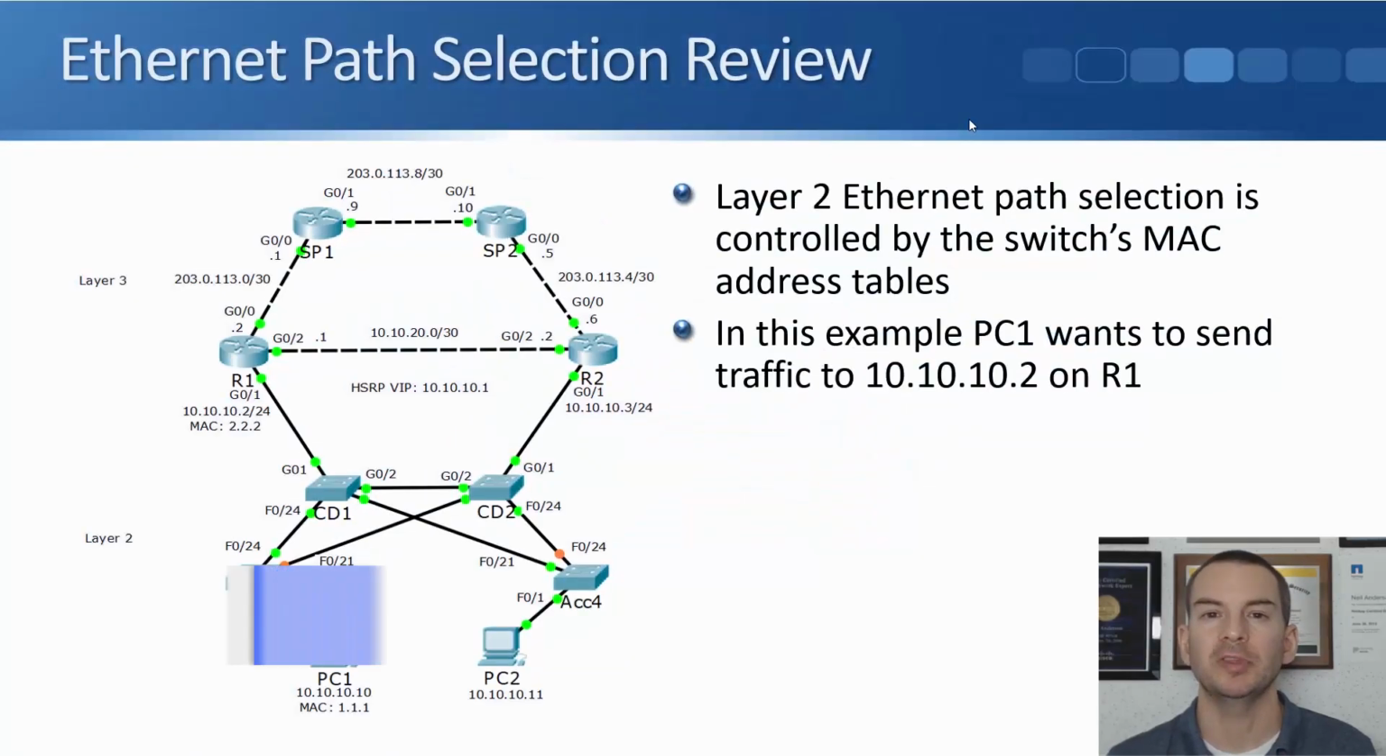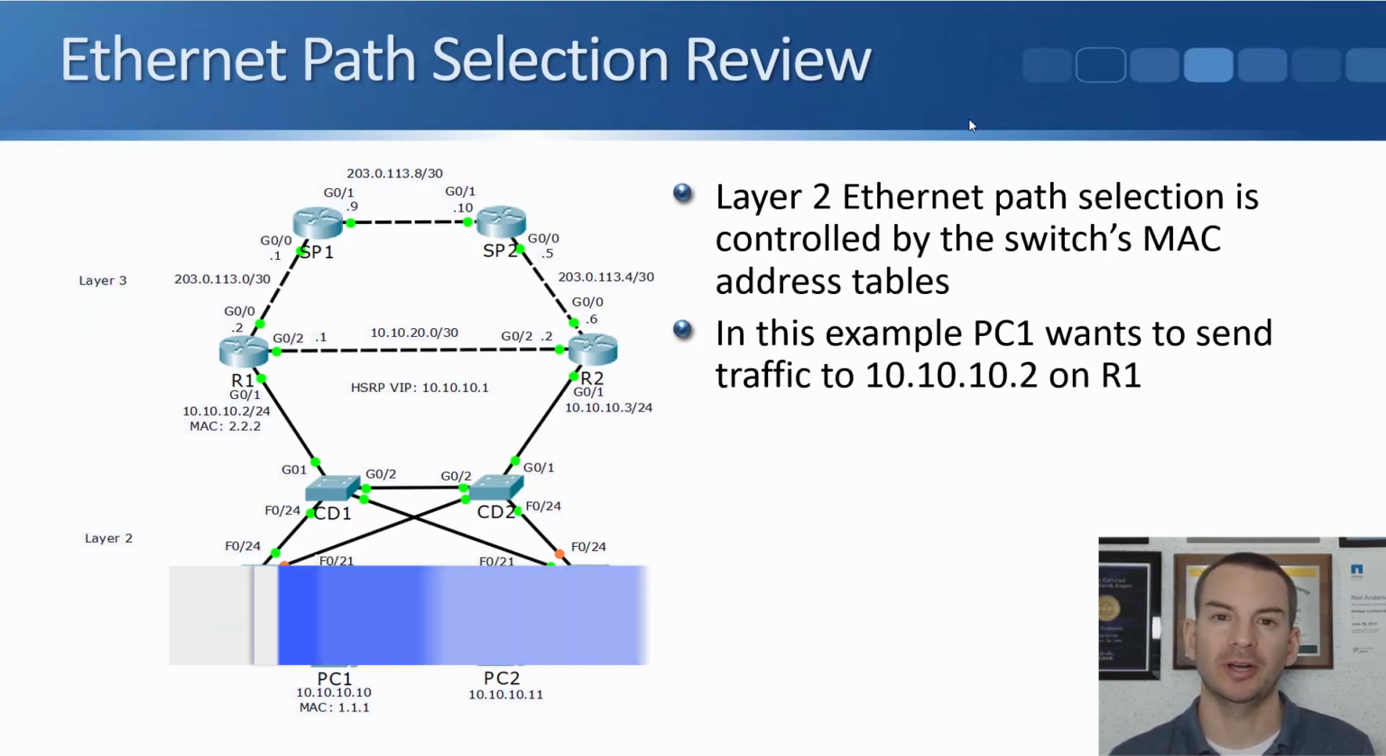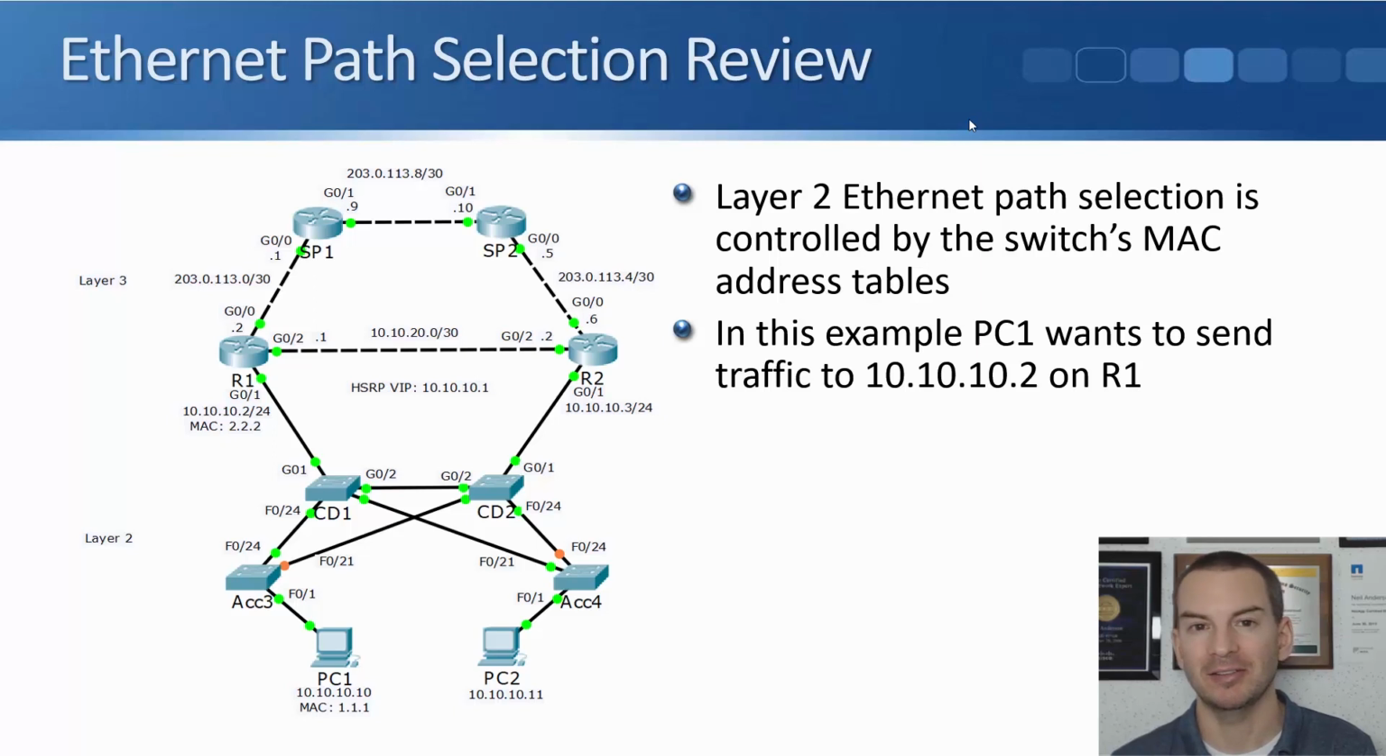In this lecture, you'll learn why we have the spanning tree protocol. And to understand why we need to have it, I need to first start off with a review of Ethernet path selection. So we've got our example network topology on the left-hand side here again. And our layer 2 Ethernet path selection is controlled by the switch's MAC address tables. So let's see how those are built and how it works.